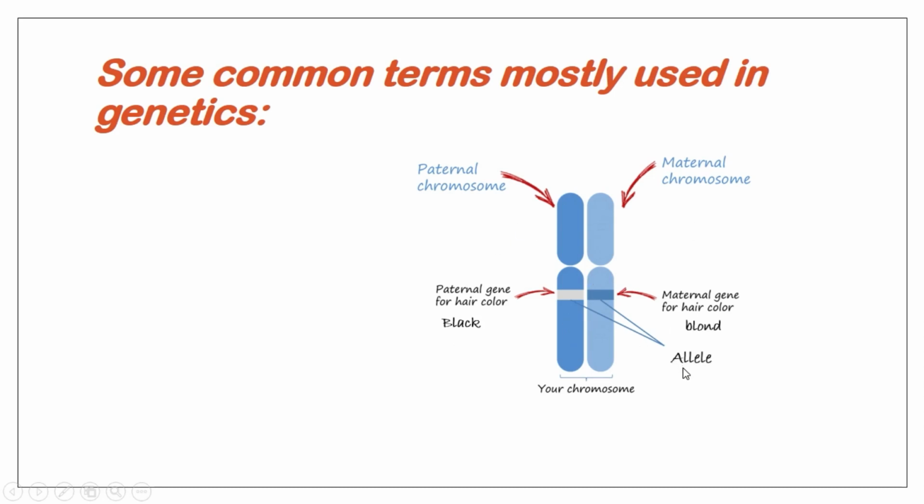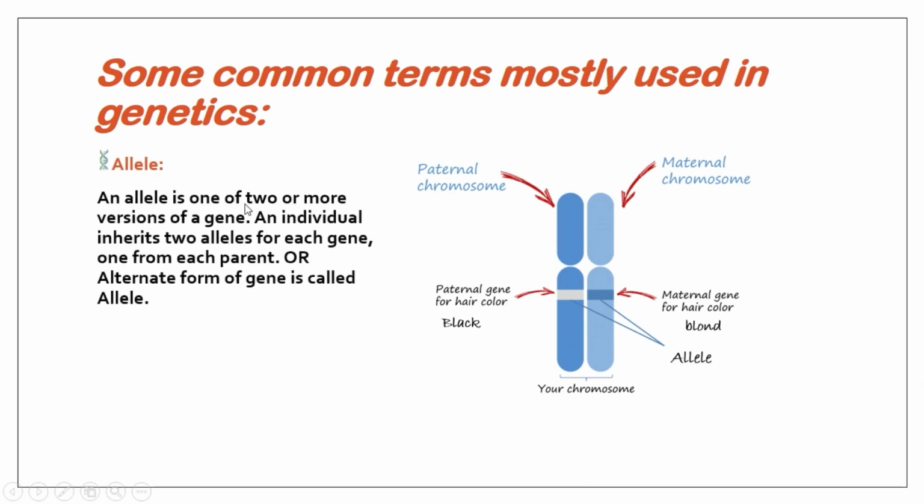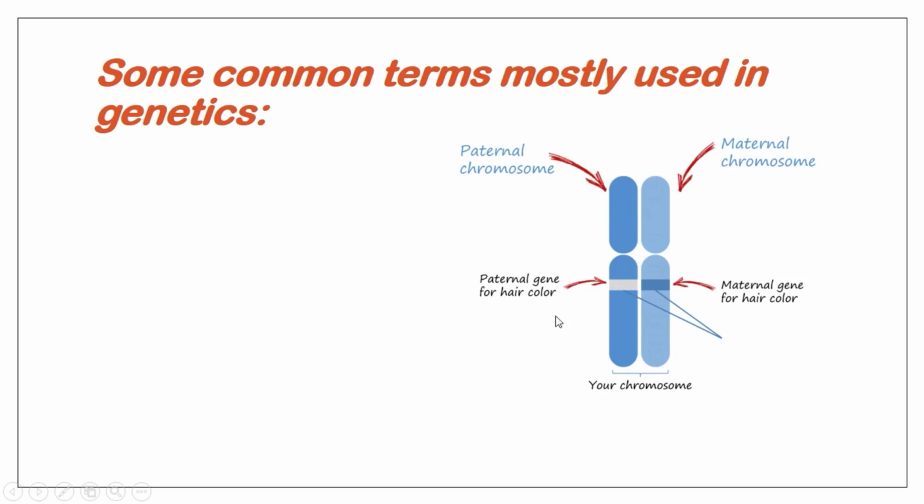This is called an allele. An allele is one of two or more versions of a gene. An individual, or one person, inherits 2 alleles for each gene, one from father and one from mother. So we can say from each parent. An alternate form of a gene is called an allele. Alternate or different forms of the same gene are called alleles.